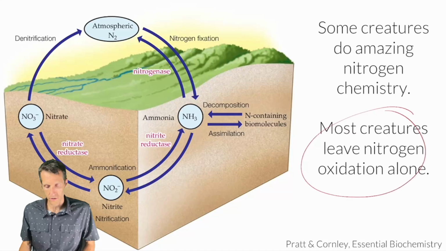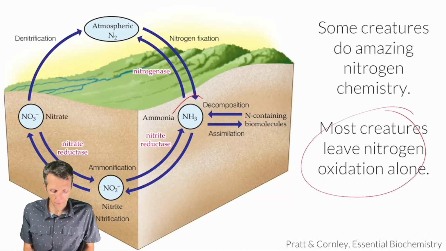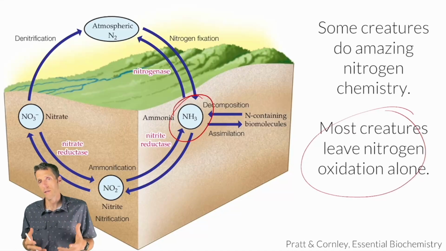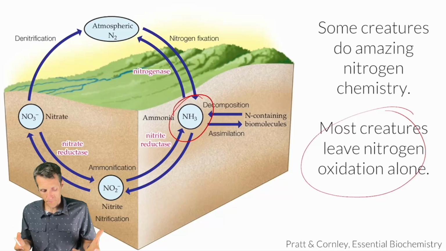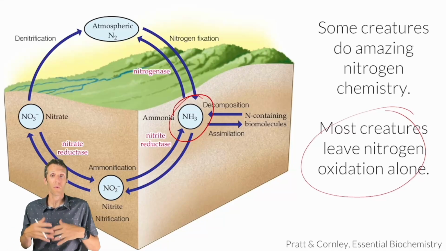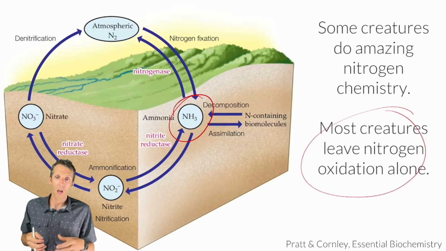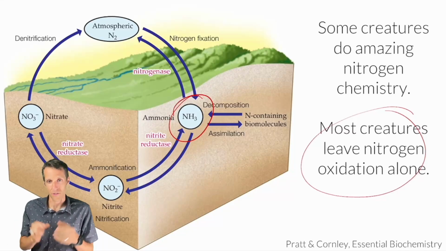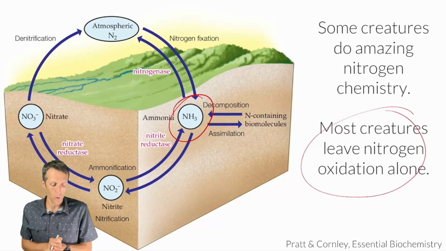We're with most creatures, and we leave nitrogen alone, and we leave ourselves basically in this ammonia state, this reduced nitrogen form state. As a biochemistry student, that's actually really helpful. Unless you're studying one of these weird creatures that does cool things, you don't have to worry about nitrogen redox. You can just zoom in and think about, well, what do we do with reduced ammonia type groups?